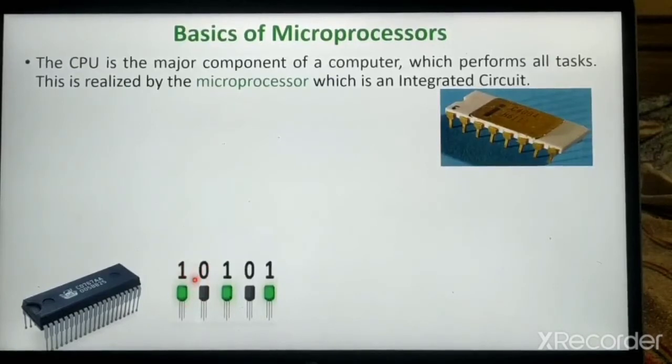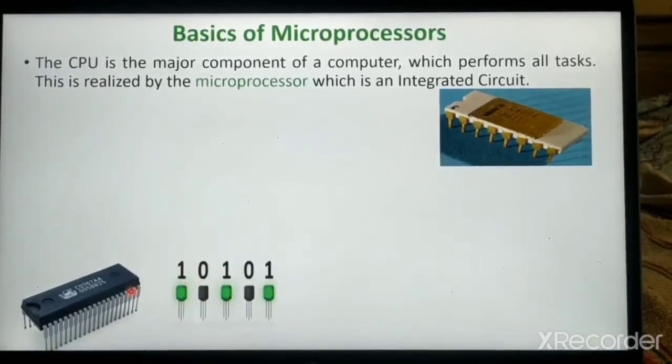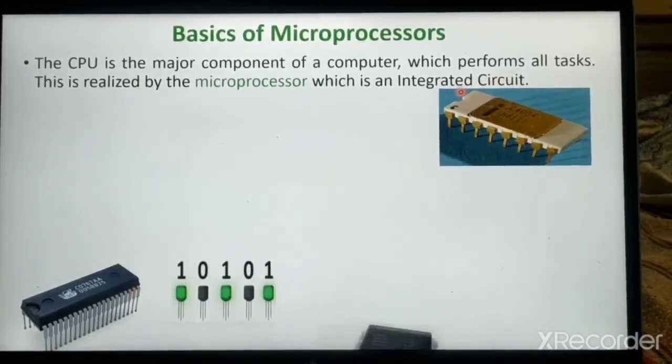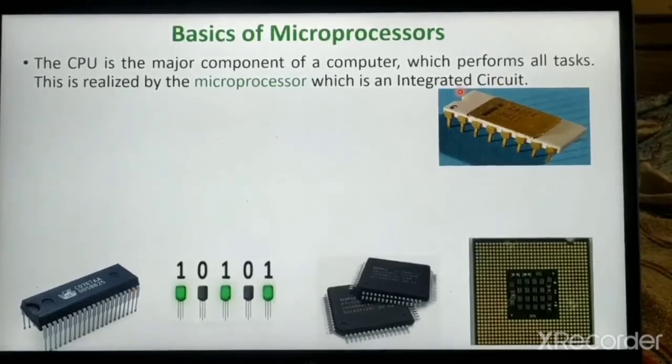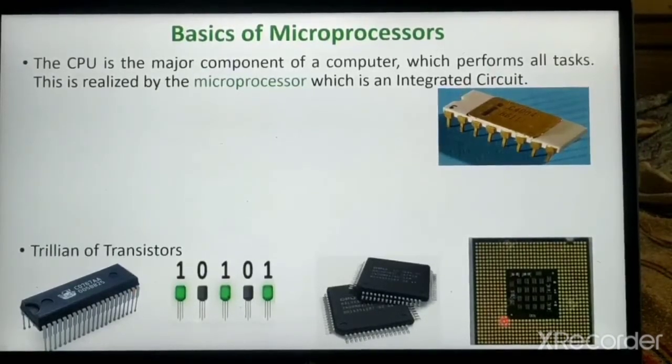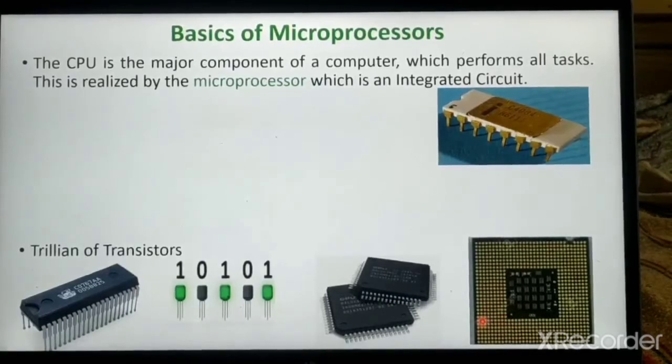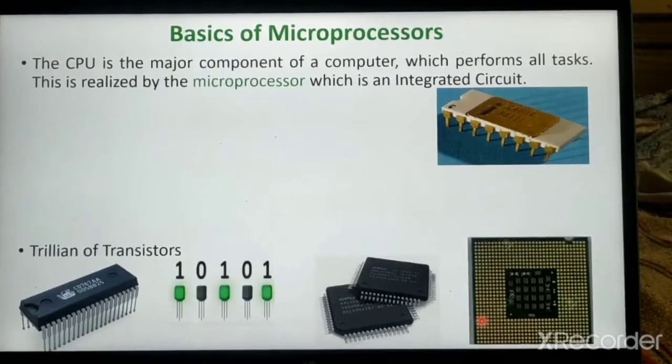In the third generation, these transistors were integrated into a single chip, which is called an integrated circuit. Then in the fourth generation, these integrated circuits were converted into the microprocessor, which contains trillions of transistors. When the number of transistors increases, its processing speed increases.